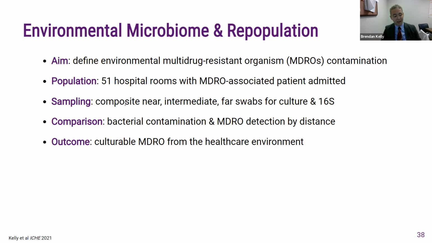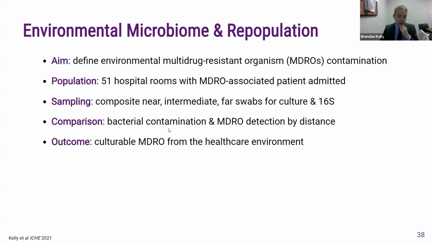We performed composite sampling of the near environment, that is, one swab for a bunch of different surfaces. So that was the bedside table, the bed rails, the foot of the bed, the remote. Intermediate sites were floor and wall areas halfway between the patient and the bathroom. And then far swab sites were away from the patient's bed and towards the patient's toilet, including the sink and toilet sites. And we performed, again, culture and 16S sequencing.